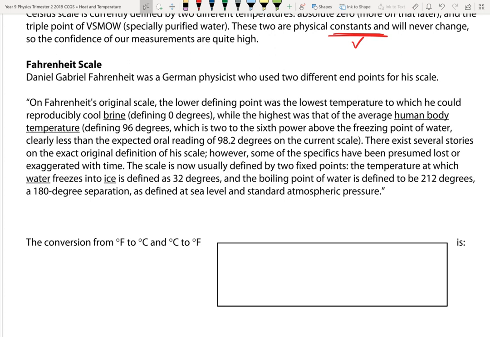Well, we actually got it at about minus 20 degrees Celsius. He called that 0. So he had these two scales: body temperature and the coldest temperature you could get by dissolving salt into water. We do have the conversion.